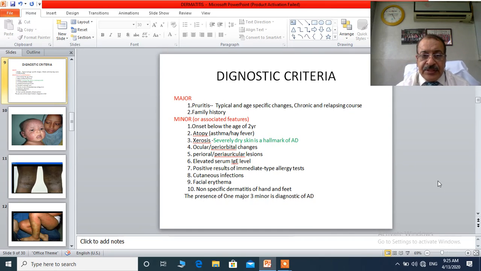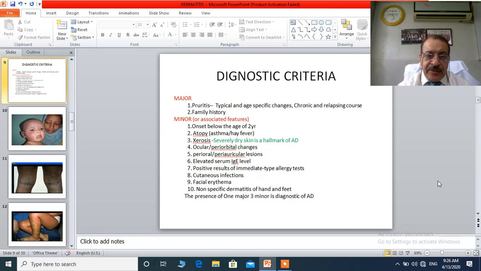These should be present. For example, there may be extensive itching, scratching, and excoriation in phase 1, and in phase 2 there may be weeping lesions and scale formation, and in the chronic stages there must be lichenification of the area. And then family history is also one of the major diagnostic criteria of atopic dermatitis.